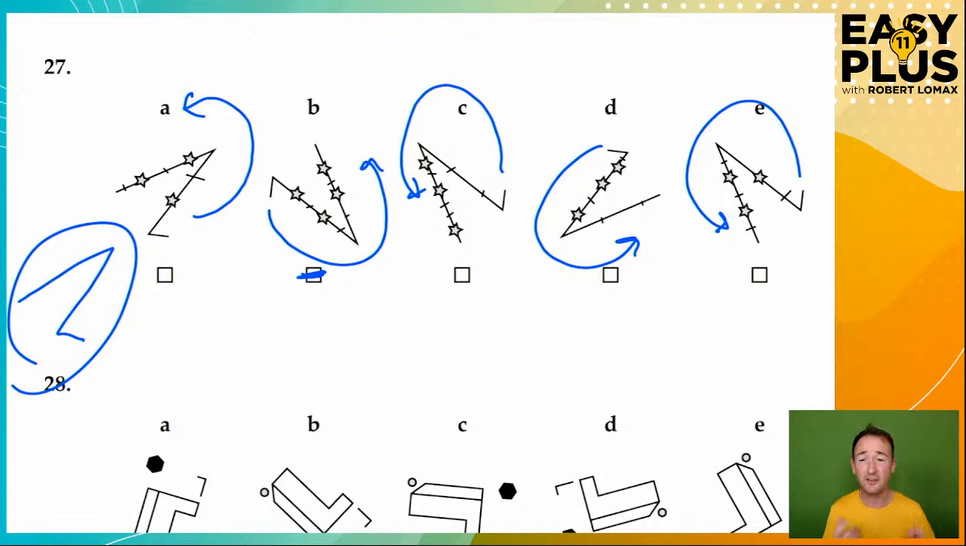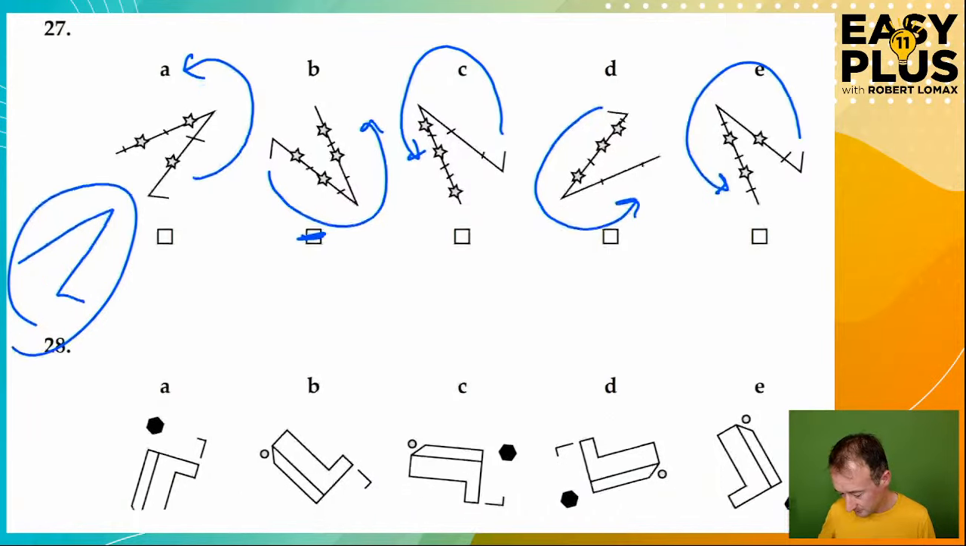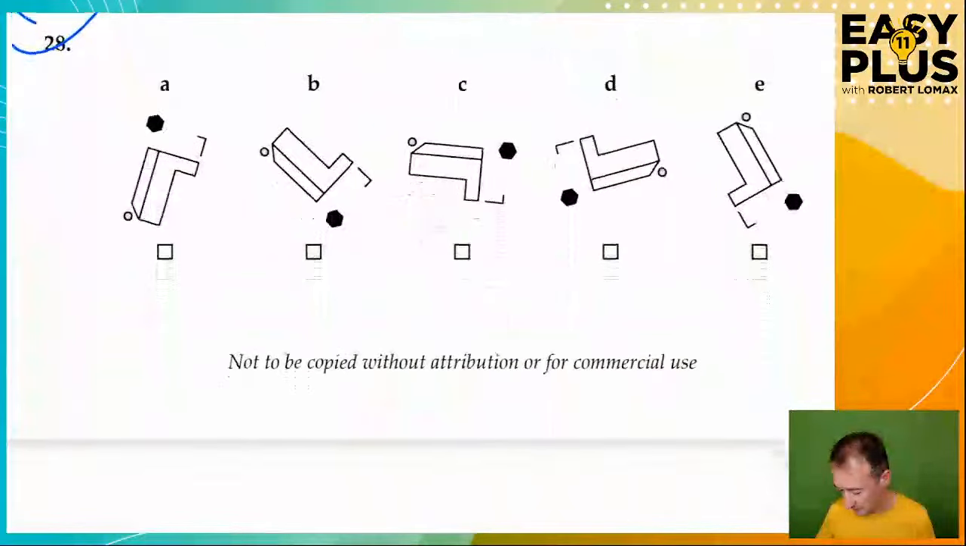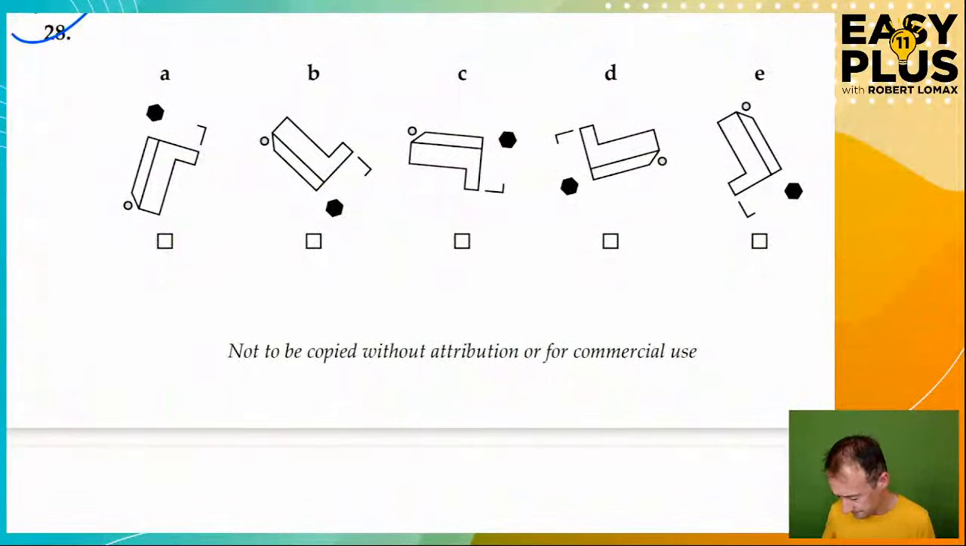But I looked at the lines, I looked at the little ticks, then I looked at the stars, and the stars were it. So just be systematic. Simple advice, but not obvious to everybody. Most people will forget to be systematic at some point when they're under stress in an exam. If you're systematic and do things one step at a time, you'll end up working more quickly.